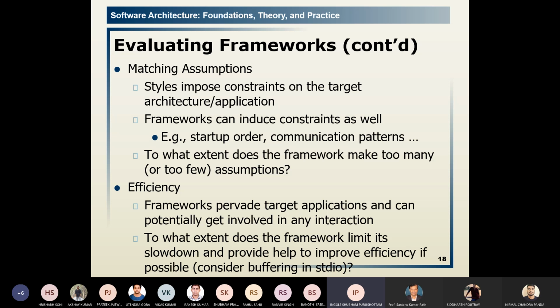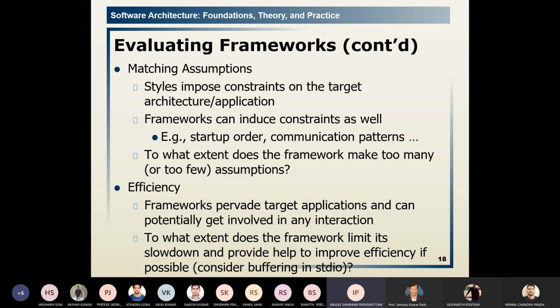Some examples are given. We have startup order, communication patterns. These are the constraints induced by the framework itself. To what extent does the framework make too many or too few assumptions? What are the assumptions made by the framework? Are they too many or too few? This all comes under matching assumptions.